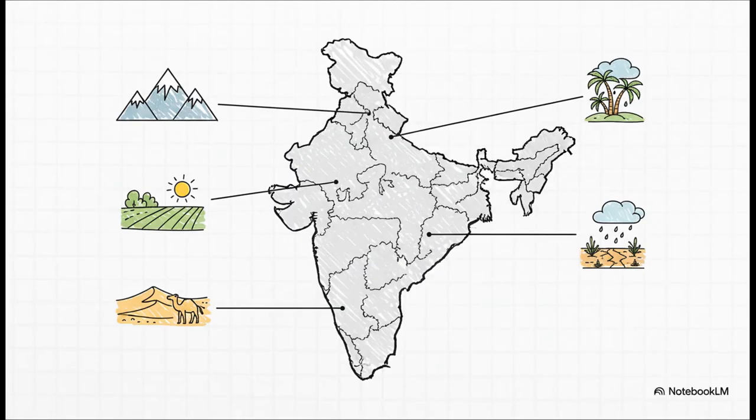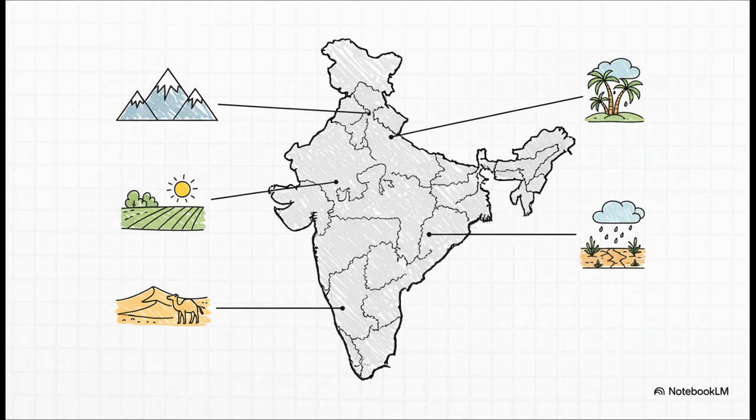So what do we call these different climates? For your exam, you just need to know the main ones. In the Himalayas, it's called alpine. In the northern plains, where Delhi is, it's subtropical. In the Thar Desert, it's arid. On the western coast, think Kerala and Goa, it's tropical wet. And in the middle, on the Deccan Plateau, it's semi-arid.